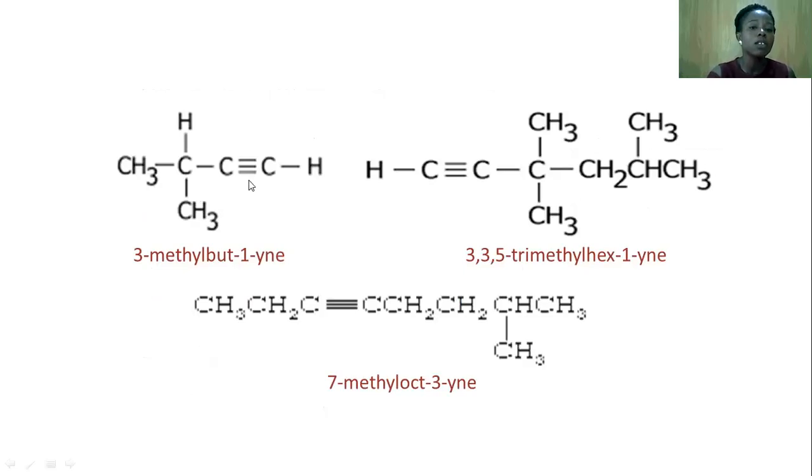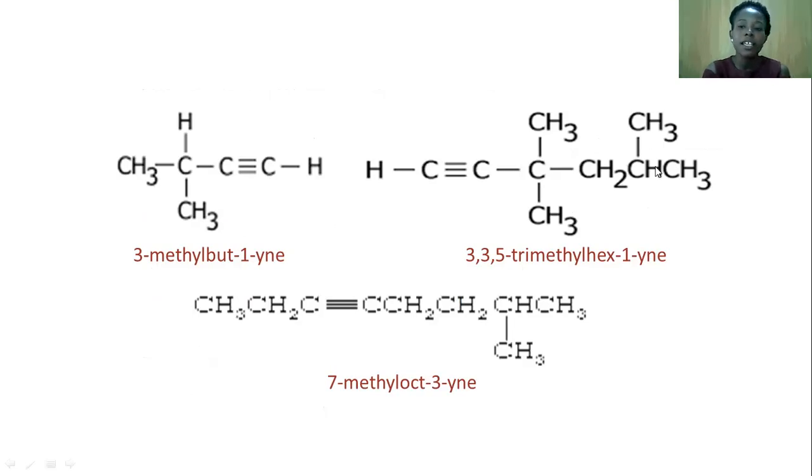So look at this. How many carbon atoms are in the longest continuous chain? 1, 2, 3, 4. You have the triple bond on carbon 1 and the methyl group, which is the substituent, on carbon 3. So you have 3-methyl but 1-yne.